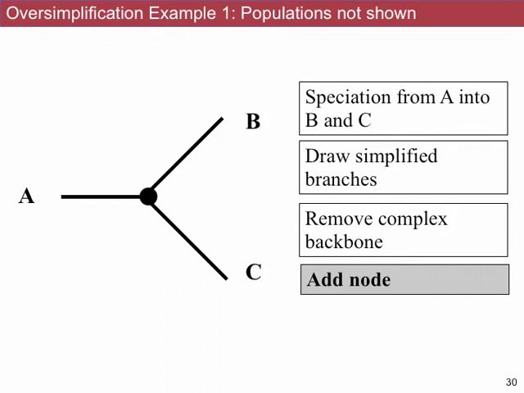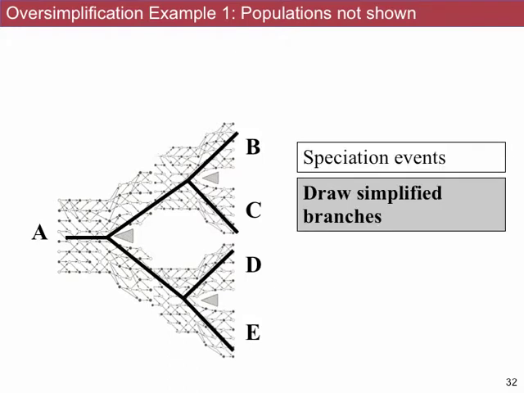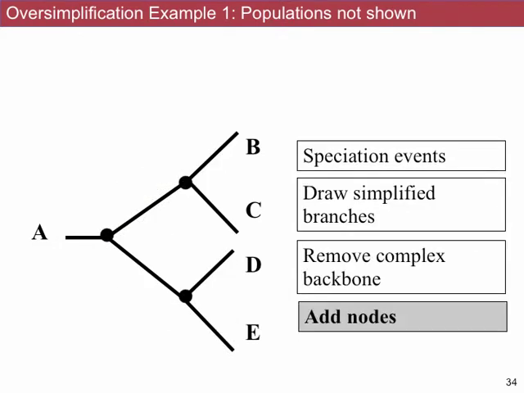So this can be extended to more and more species. So if we have 4 species here, each of those have populations and their ancestors had populations. So we can draw those simplified branches on this entire population history, throw away the population history again, add nodes to this tree, and now we have a phylogenetic tree. But it is an oversimplification of the true history of those species. And this is going to be really important for some parts of the class when we talk about some complexities in phylogenetic history.